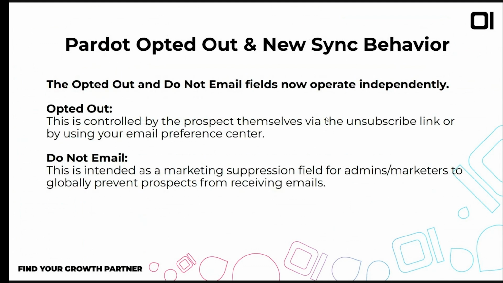As I explained earlier, the opted out field is controlled by the prospect themselves via the unsubscribe link or by using your email preference center in Account Engagement. The do not email field is intended as a marketing suppression field for admins and marketers to prevent prospects, leads, or contacts from receiving emails.